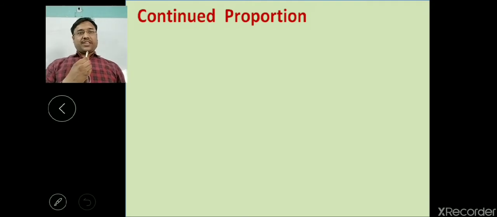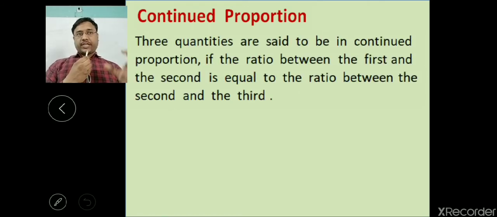Our first topic is continued proportion. What we can understand from this is that three quantities are said to be in continued proportion if the ratio between the first and the second is equal to the ratio between the second and the third. Okay, that's clear.